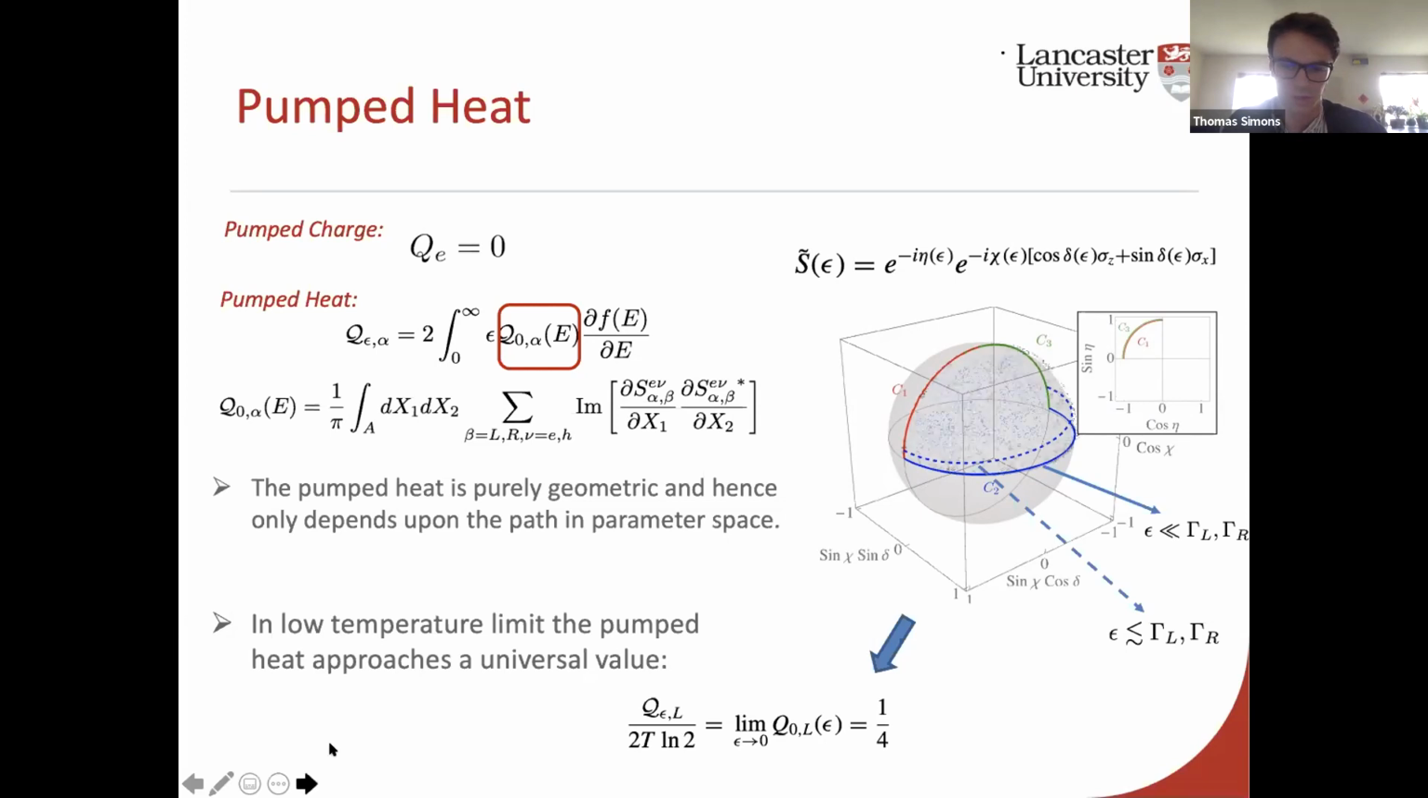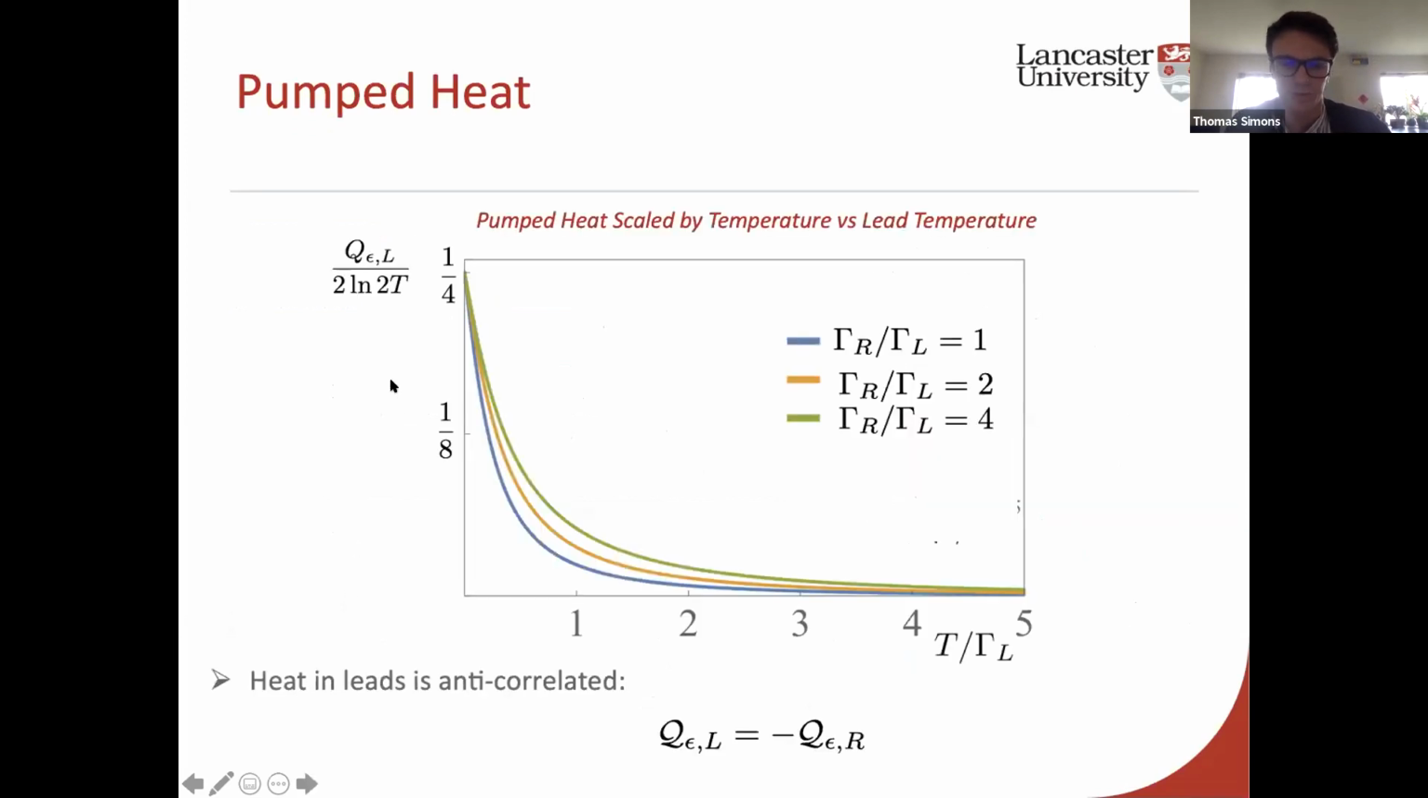So what we can show is that the heat that's pumped in this low energy limit tends exactly to some universal factor that becomes independent of the coupling to the external leads and the nature of the driving. So if we plot our heat that's pumped against temperature, we see that in the low temperature limit, this tends towards this universal factor of 1/4, independent of the coupling to the external leads. We also find that the heat in the two leads is anti-correlated, and this is a signature of the fact that we are pumping via a fermionic state that's defined non-locally by our two zero energy Majorana states.